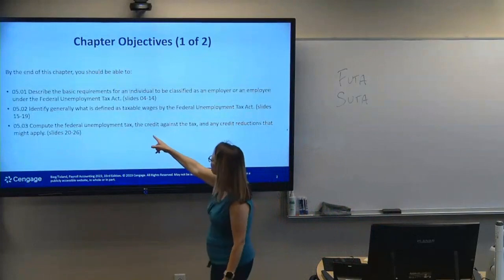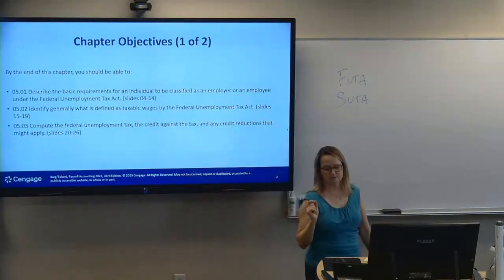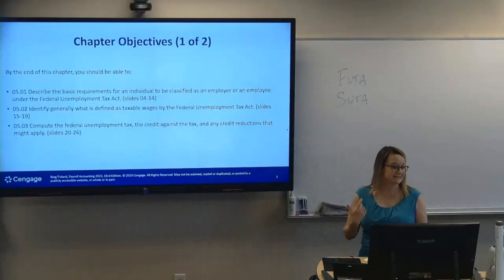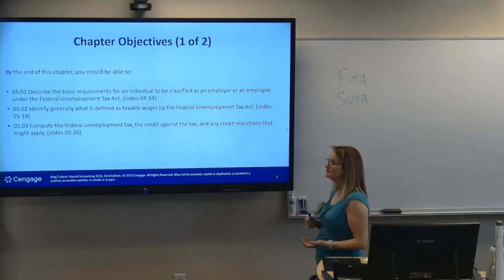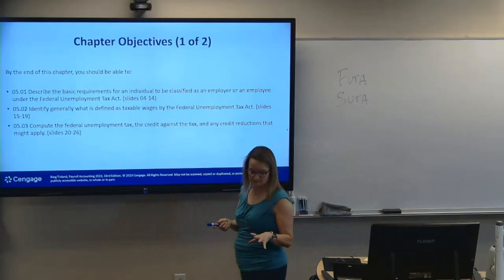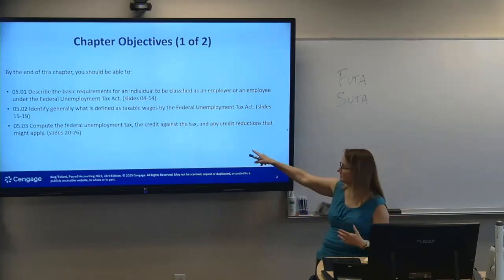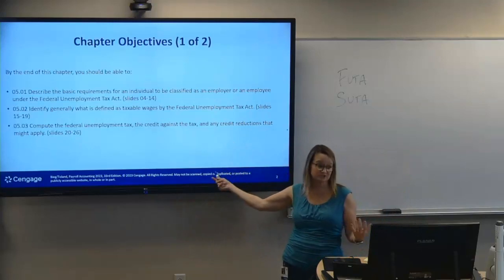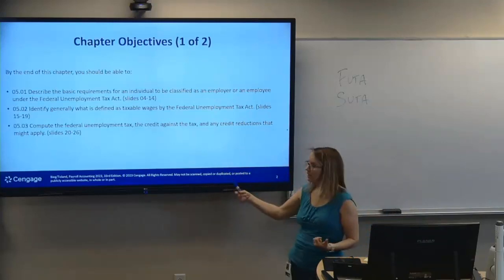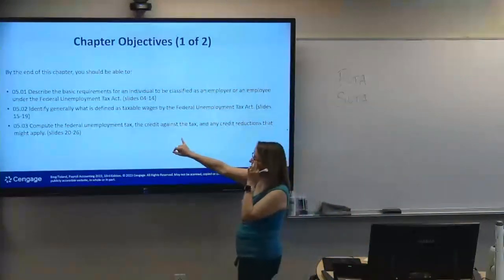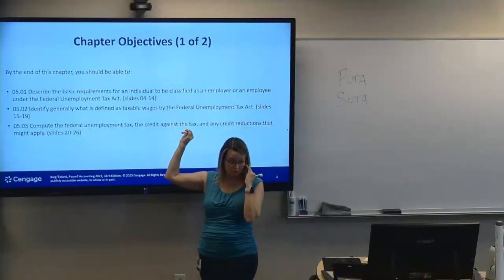This credit against the tax is probably the concept that confuses students the most. There is a tax rate, a flat tax rate actually, for federal unemployment tax, but if employers and the states in which they operate meet certain requirements, then that tax rate is reduced. They call that the credit against the tax, and it's actually reduced significantly. But this is probably the concept that confuses students the most.